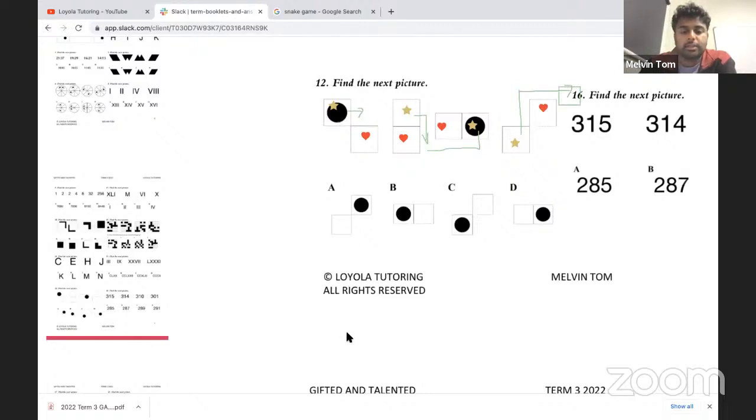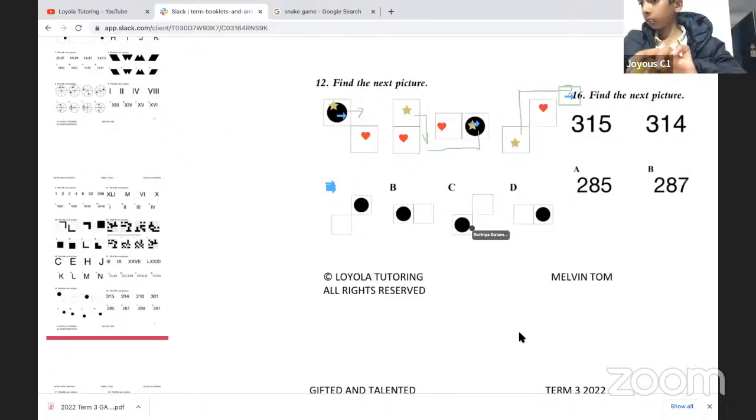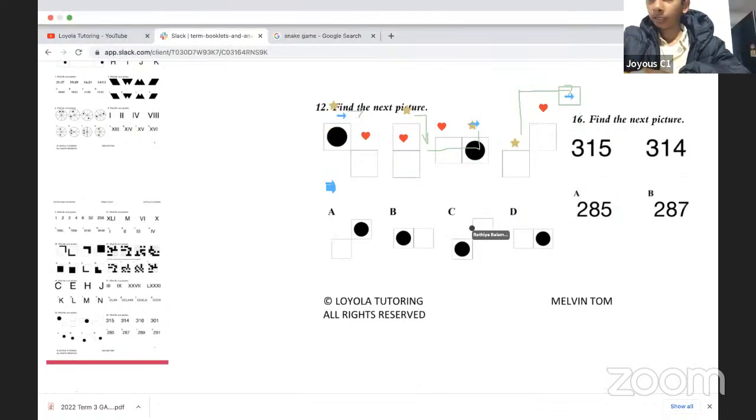And then the circle appears in the star one, disappears, then appears in the star one, then disappears. So the next one should appear in the star one. So the answer, in my opinion, is A. But I'm pretty sure the answer key said C, right? Yes. I read the answer and they said it was wrong.